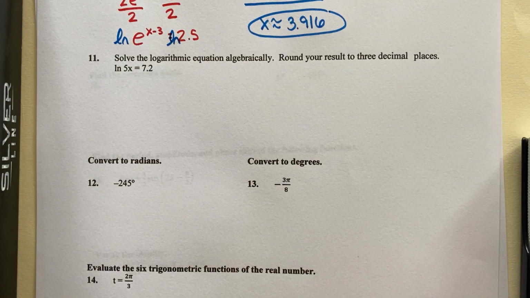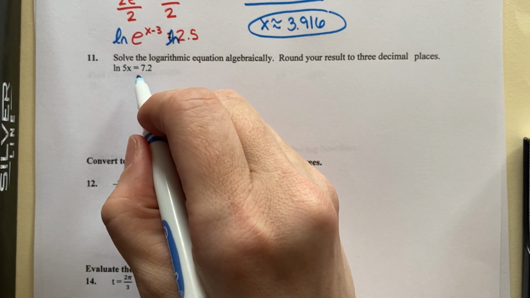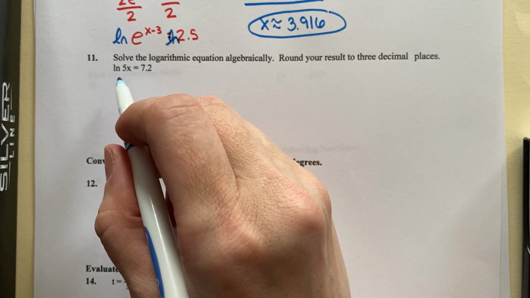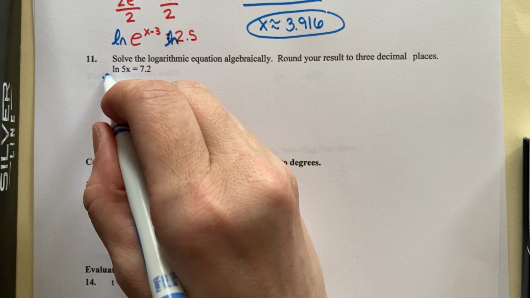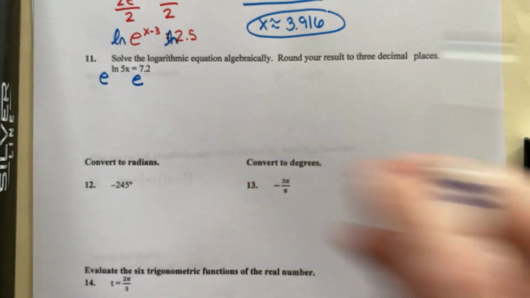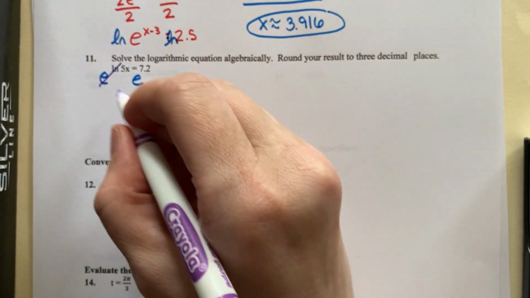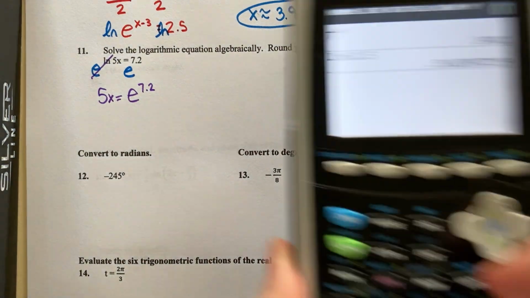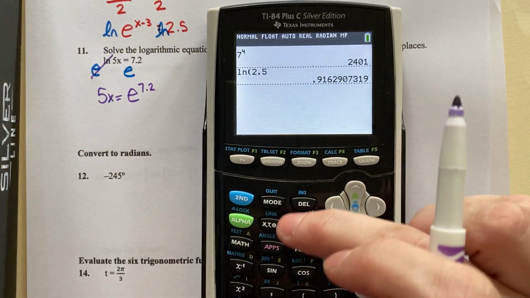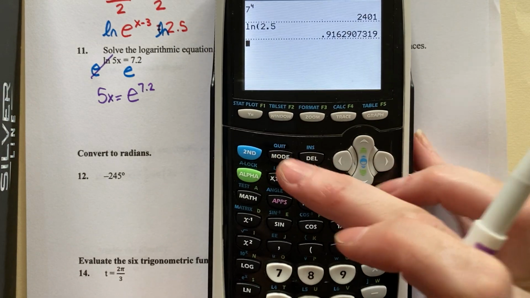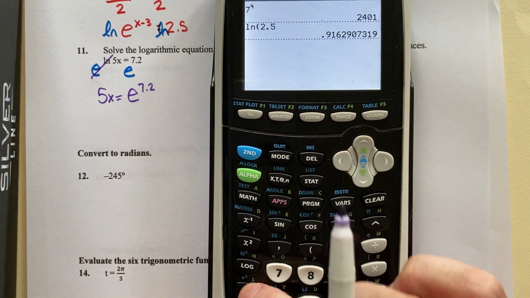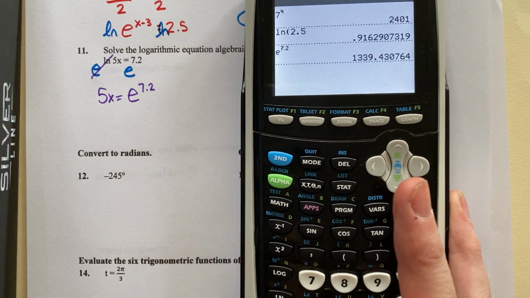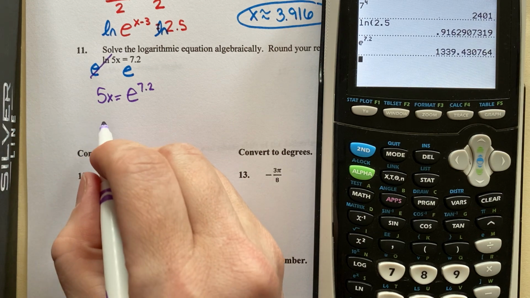Okay, last one for part 1, we have the ln of 5x equals 7.2. So just like with the last problem, if we want to get rid of ln, we're going to use e. So I'm going to do e to both sides. That leaves me with 5x on the left and e to the 7.2. So I'm going to find e to the 7.2 on my calculator. To get to e, it's second ln, which again is right by the 4. And you're going to type in 7.2. So I get a pretty big number, 1339.